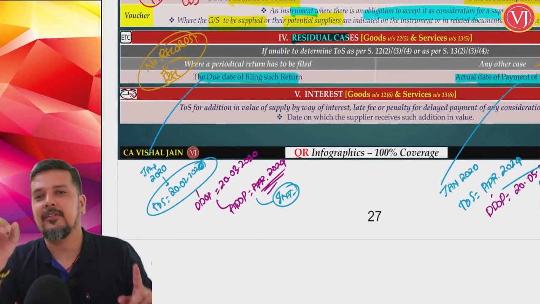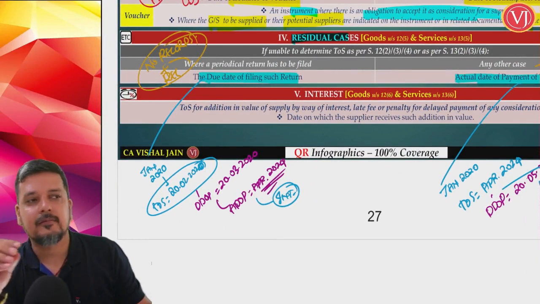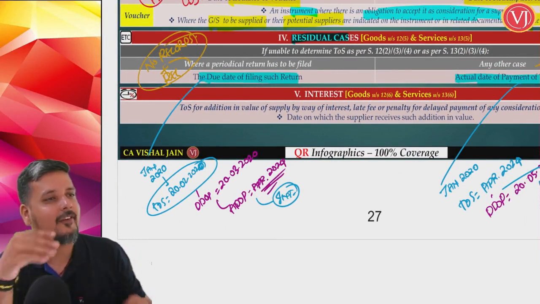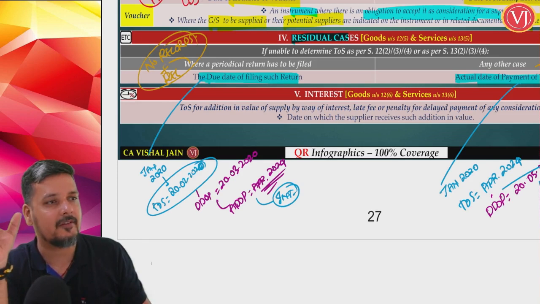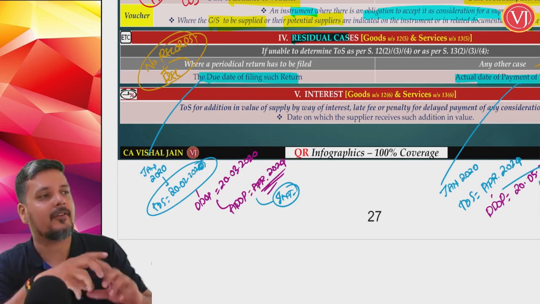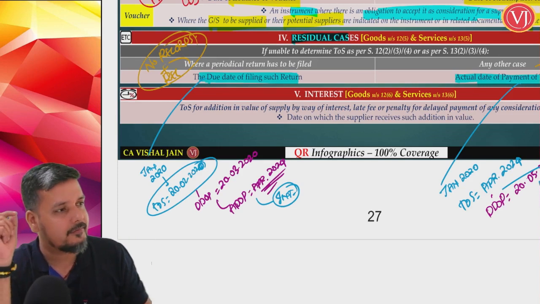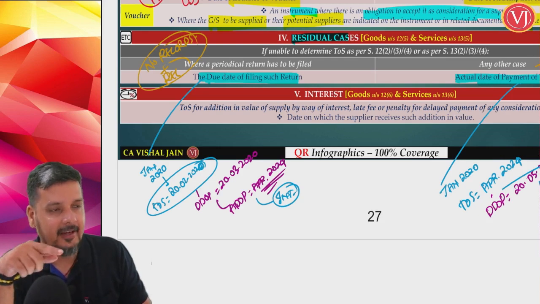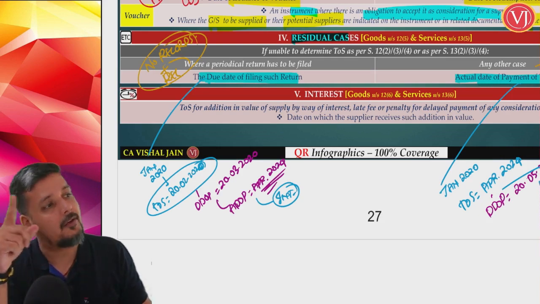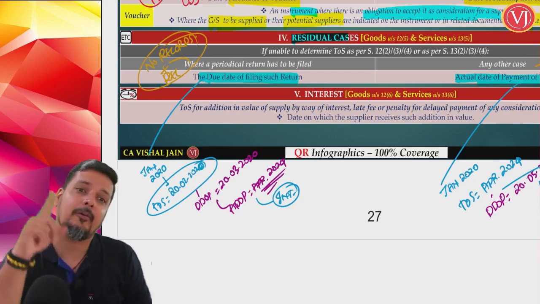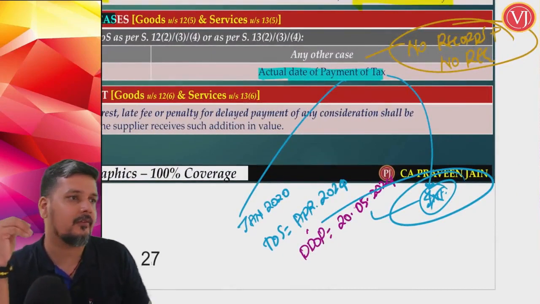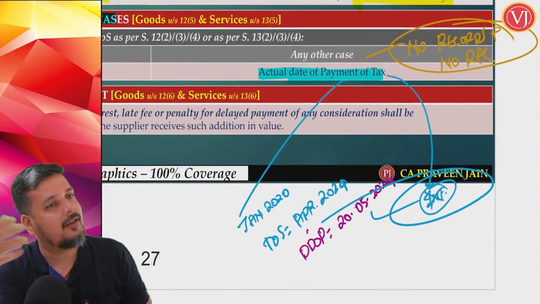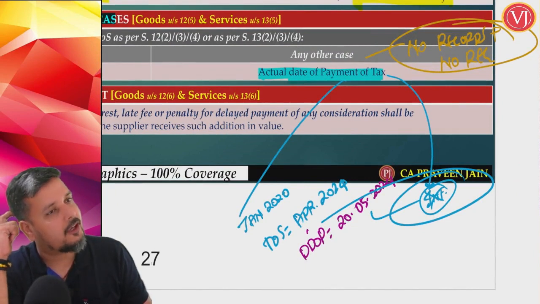Okay, forget about all the complication. For your exam, just remember: small fraud person, big fraud person. No records, registered, small fraud person. No records, not registered, big fraud person. No records but registered, small fraud person. Time of supply is the due date of filing of return. So if supply happened in Jan, time of supply is 20th of Feb, and due date of payment is 20th of March. And for the big fraud person, no records, no registration, time of supply is the actual date of payment. So you will never end up getting any interest.